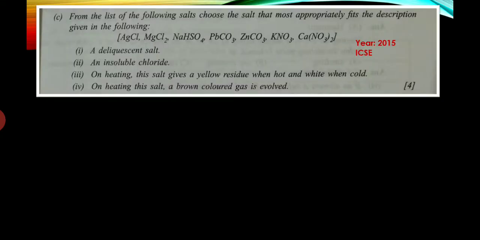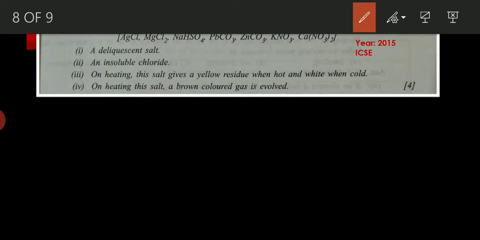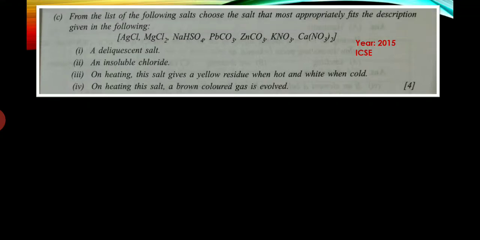Now, this question is from the year 2015. Here it has been said that there is a list given and those are lists of salts. From the following list of salts, we have to choose the salt that most appropriately fits the description given. The salts are AgCl, MgCl2, NaHSO4, PbCO3, zinc carbonate, KNO3, that is potassium nitrate, and calcium nitrate. All these salts are given.